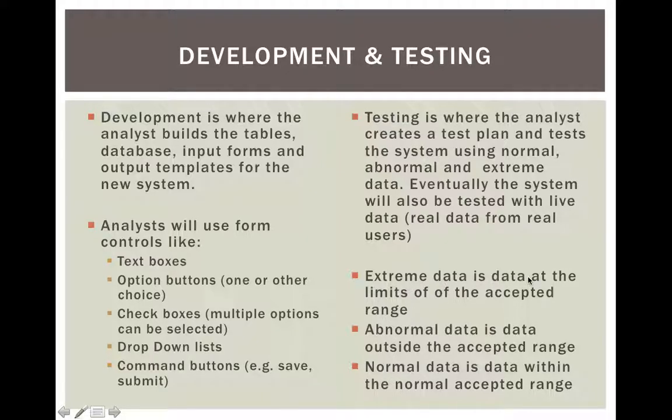So extreme data is data at the limits of the accepted range. So for example, if I was expecting data between 1 and 10, the numbers 1 or 10 would be extreme. It's at the limit of the range. Abnormal data would be data outside of that range, so 0 or 11 or the word 3, THREE, would be abnormal because it wouldn't meet the requirements of my range. And normal data is data within the normal accepted range, so 2 through to 9, all in numeric format.